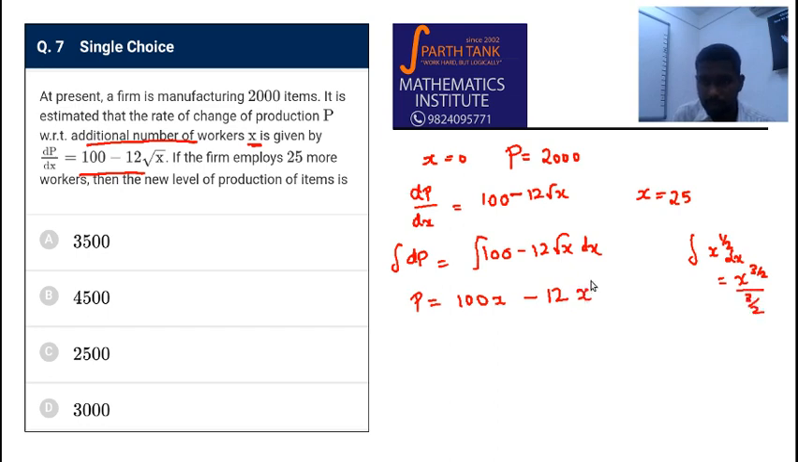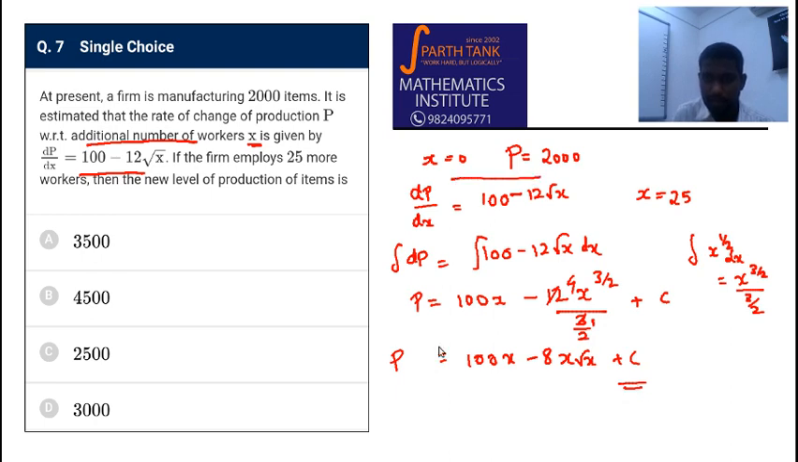So I put that here, x to the power 3 by 2 upon 3 by 2 plus some arbitrary constant c. Now this is 4 and 1, so this becomes 100x minus 8 into x power 3 by 2, which is x into square root of x, plus c. Now the c can be evaluated using this condition: x is equal to 0, p should be 2000. So in this equation, 2000 will be equal to 0 minus 0 plus c, or c is 2000.